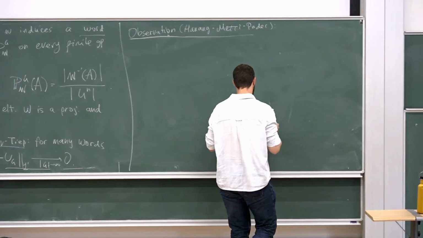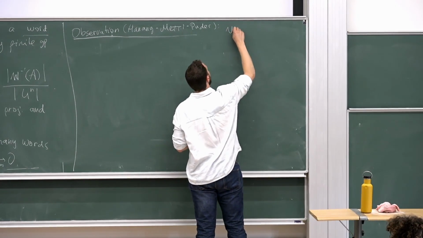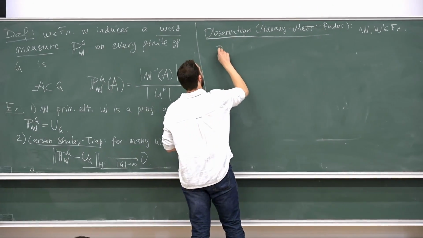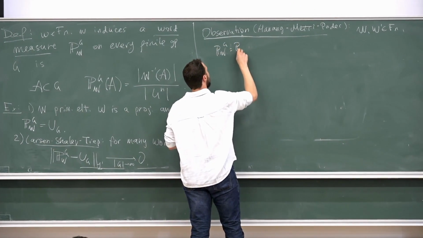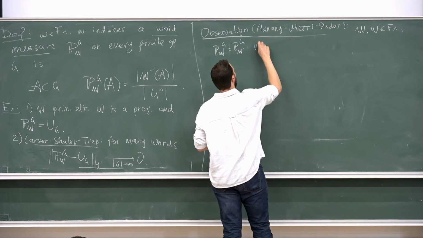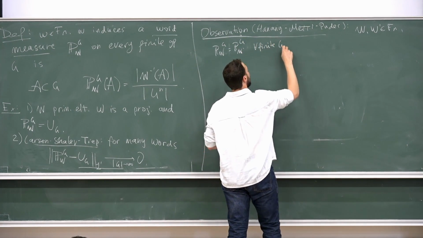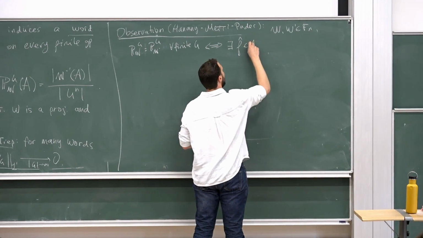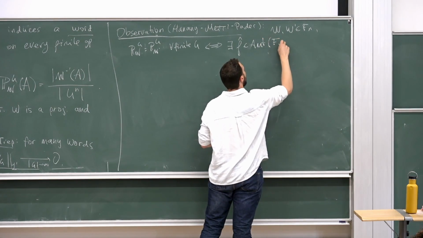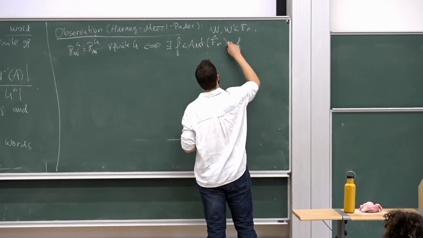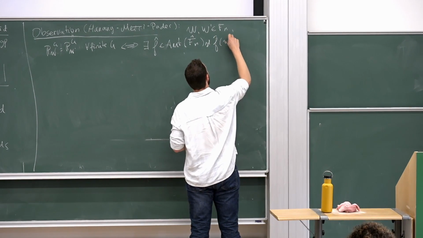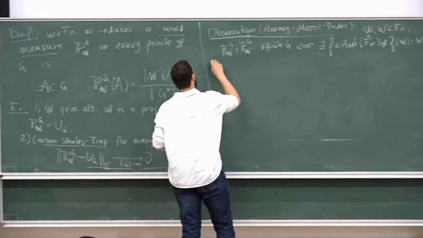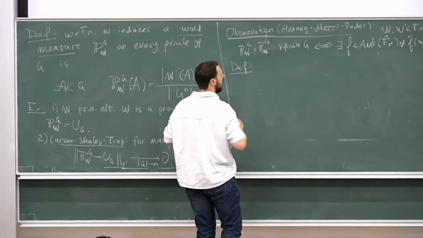Which says the following. Given two words in F_n, these two words induce the same measure on every finite group if and only if there exists an automorphism of the profinite free group that takes one to the other. And with this, we define the following notion.